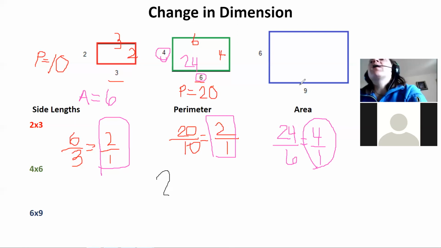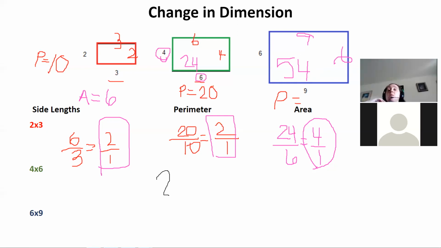So if I compared the big one, let's think of the big one here. What would the perimeter of the big rectangle be? There's 9 and 6. What would the perimeter be? 54. Well, that would be the area. Yeah, this area is 54. What about the perimeter?